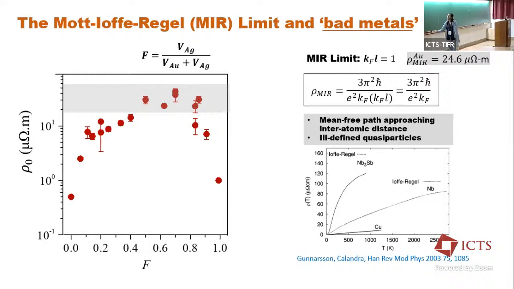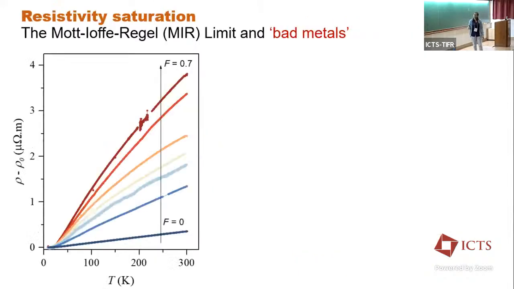And some other metals or elemental superconductors, especially high-Tc cuprates, show saturation when it approaches this kind of resistivity. So what we see is that gold and silver, which are apparently two very simple noble metals, start showing this bad metallic behavior, and it is accompanied by the saturation of resistivity.